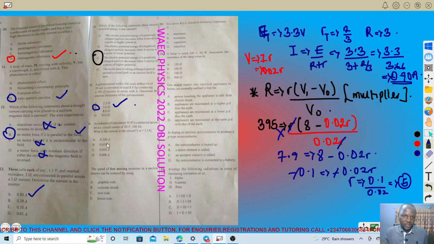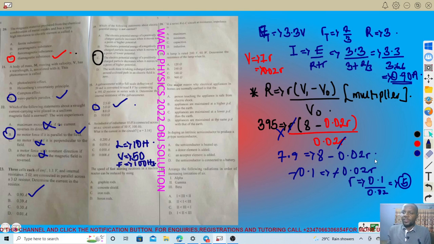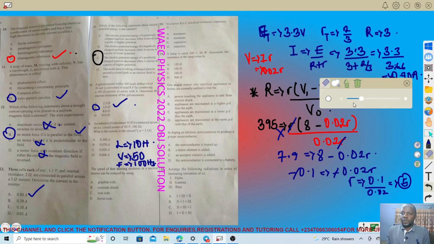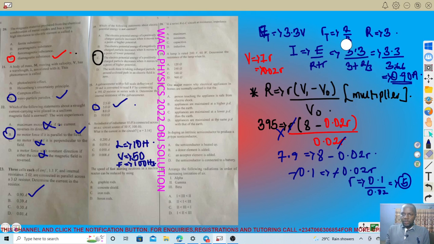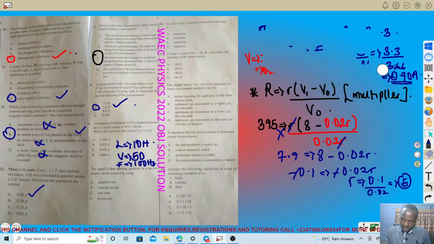So that is how to solve questions on that. The next one is asking us about an inductor of inductance L equal to 10 Henry, connected across an AC source of 50 volts, and the frequency is 100 Hz. So the question asks us to find the current in the circuit.